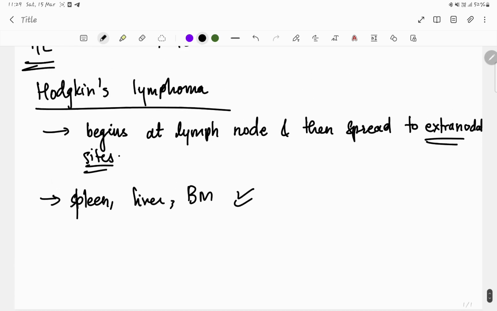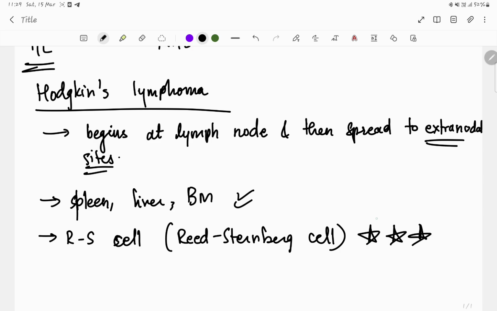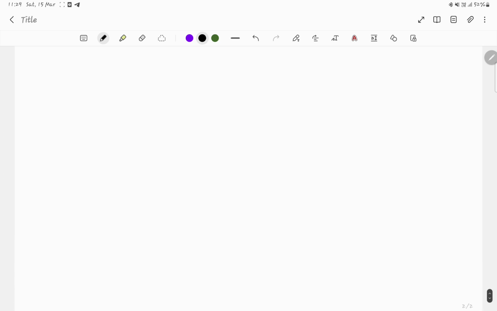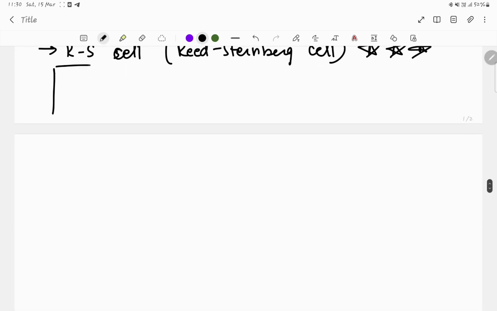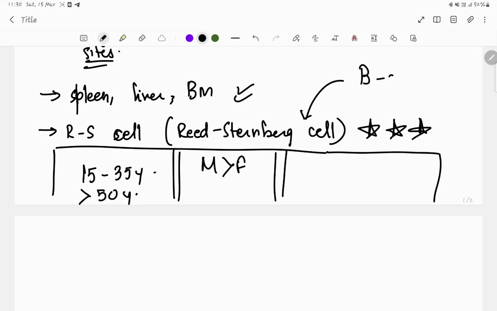Now this is characterized by something called the RS cell, or Reed-Sternberg cell. It is a classical feature of Hodgkin's lymphoma. Then we talk about the epidemiology. When is it most common? It is generally seen in the age group of 15 to 35 years, or if a person is more than 50 years. Males are more commonly affected than females. Also, one more point: RS cells are derived from B cells of the germinal center. B cells are the lymphocytes from the leukocytes; from there they are derived.